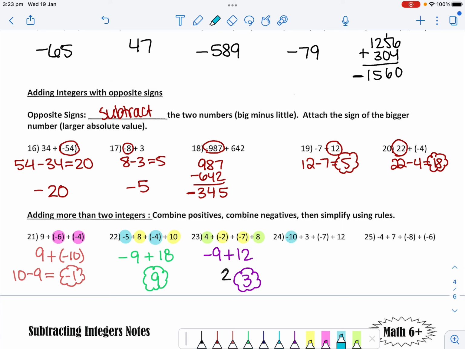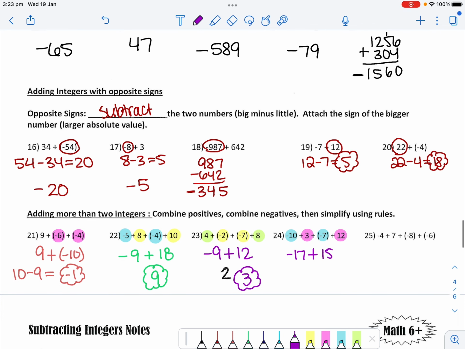So negative 10 and negative 7 go together, and 3 and 12 go together. So negative 17 plus 15. 17 minus 15 is 2, and the answer is going to be negative because 17 is negative.